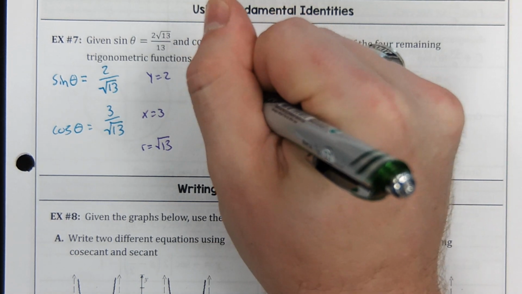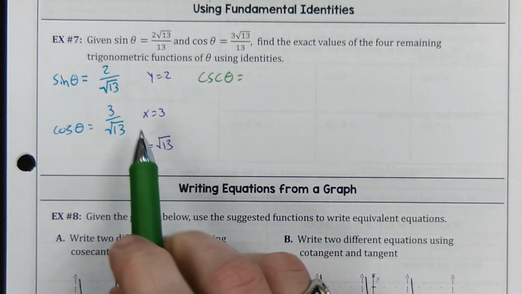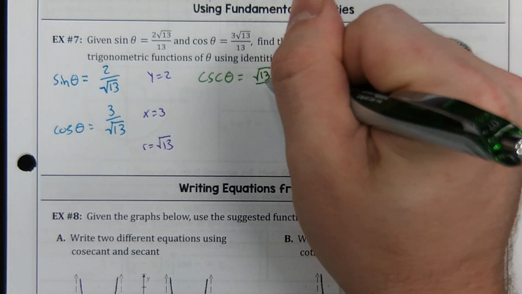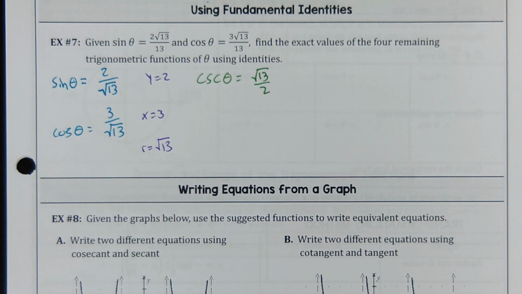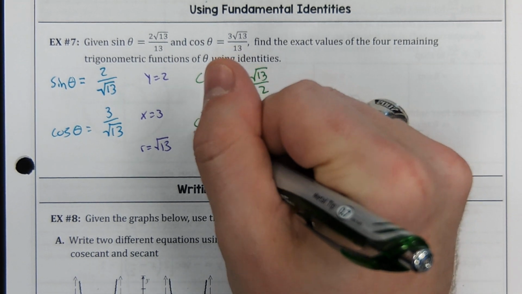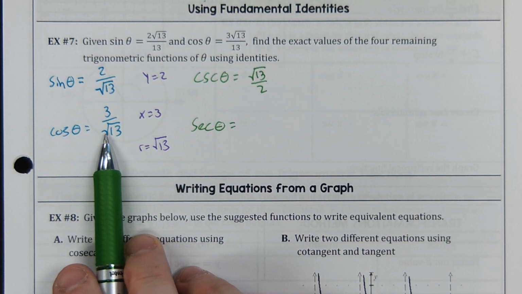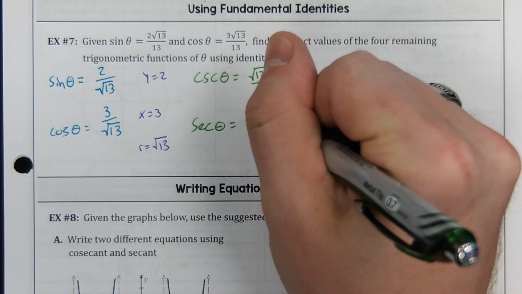Cosecant theta, flip that over, root 13 over 2. Secant theta, flip that over, root 13 over 3.